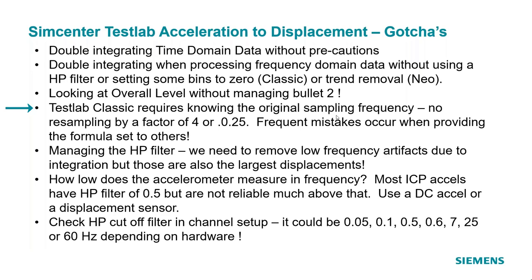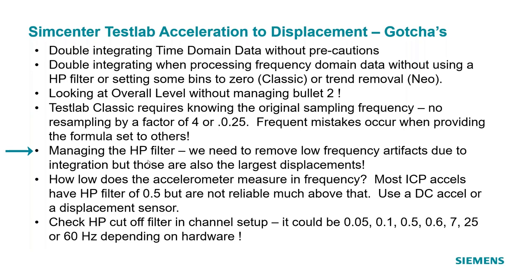Make sure everybody knows that they need to upsample and downsample by a factor of 4. So they need to know what the sampling frequency of the data is. Neo doesn't have that problem because we have an upsampling factor as well as resampling to a specific sample frequency.